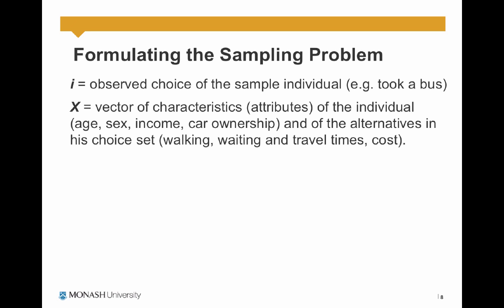So we will also define I and X, where I represents the observed choice of an individual. For example, in a mode choice context, I could be taking a bus, driving a private vehicle, or walking or cycling. And X is a vector of characteristics, representing attributes of the individual or attributes of the choice set.